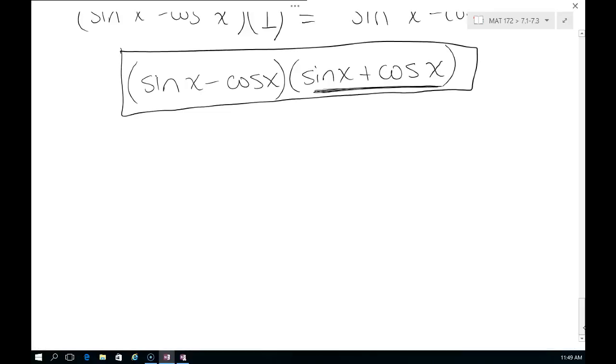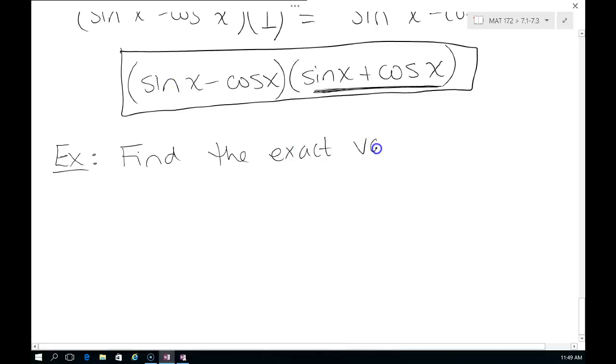And now I wanted to do one where we find an exact value using a sum and difference formula. So I'm going to find the exact value of cosine of 75 degrees.